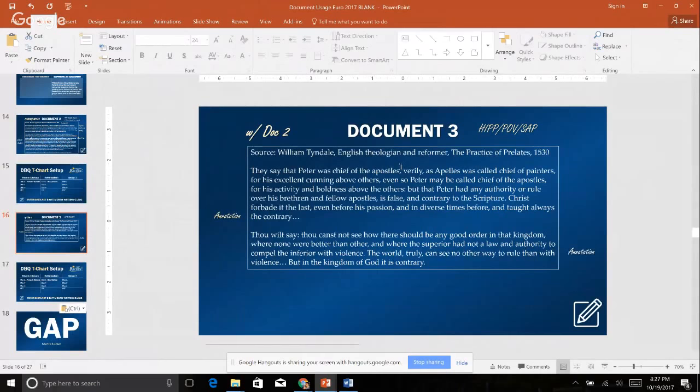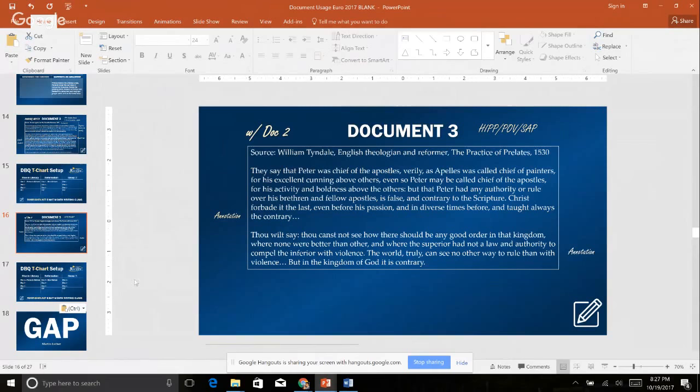They say that Peter was chief of the apostles, verily, as Apelles was called chief of painters, for this excellent cunning, or for his excellent cunning above others. Even so, Peter may be called chief of the apostles for his activity and boldness above the others, but that Peter had any authority or rule over his brethren and fellow apostles is false and contrary to the scripture. Christ forbade it the last, even before his passion, and in diverse times before, and taught always the contrary.